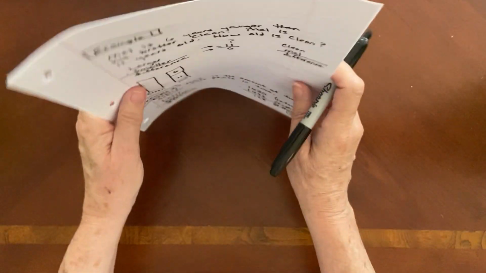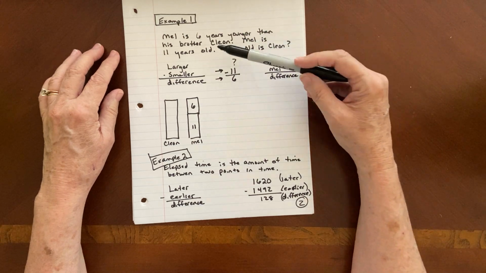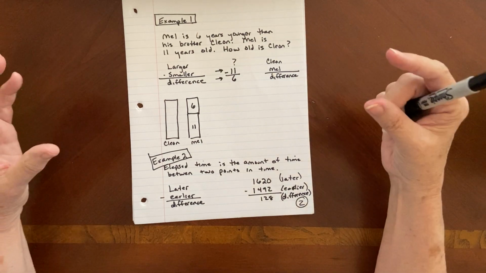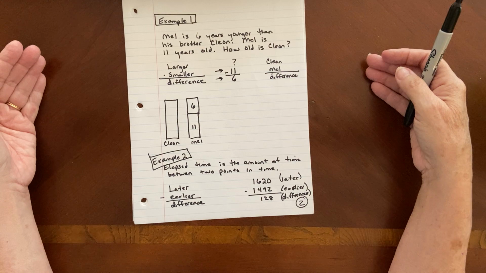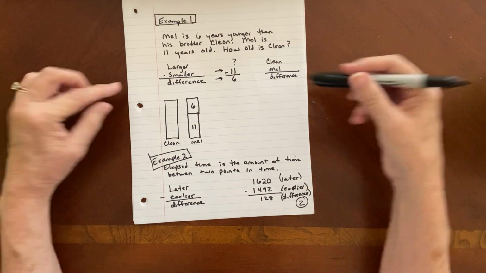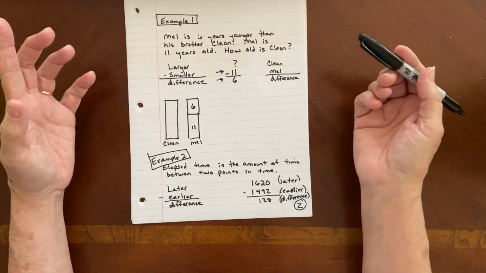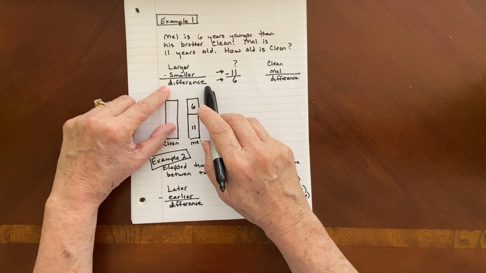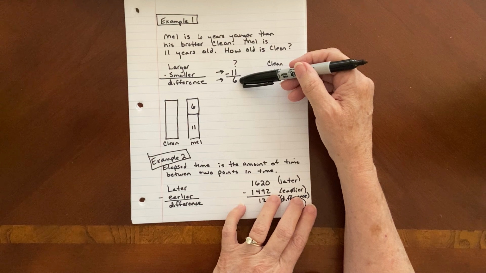In example 1, Mel is 6 years younger than his brother Cleon. Mel is 11 years old. How old is Cleon? Okay, so Mel is a smaller number, right, because he's younger. Cleon's going to be older, and he's going to be 6 years older. So using my formula, the larger, Cleon, I don't know. Smaller is Mel, he's 11, and the difference is 6. So something minus 11 equals 6.